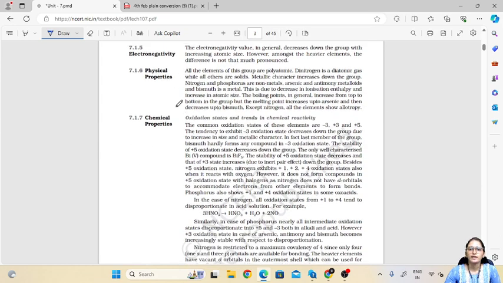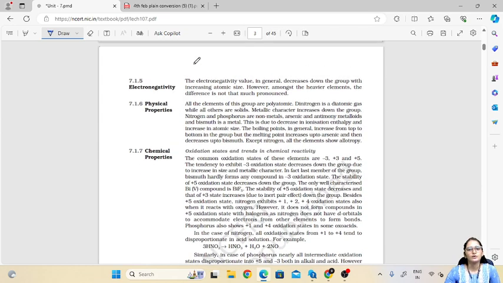Then about electronegativity, it decreases down the group with increase in atomic size, but in heavier elements the difference is not that pronounced. About physical properties, they are polyatomic, but dinitrogen, that is N2, is a diatomic gas. Nitrogen and phosphorus are non-metals. Arsenic and antimony are metalloids, and bismuth is a metal. So these are the characteristics of these particular elements.